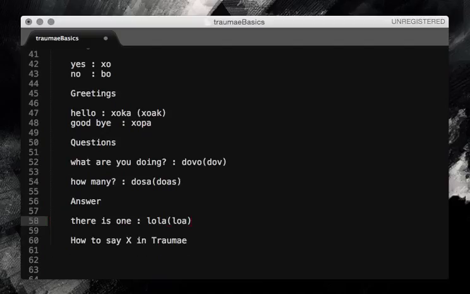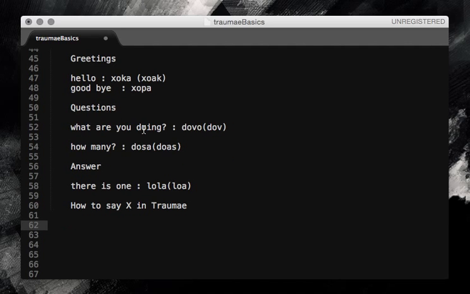Anyways, one last thing, we're going to ask how to say X in Traumae, and that's going to cover a few things about sentences, and that's going to be it. I don't know how long I am into the video, but I'm pretty sure this is a pretty quick overview of the language. So here we go. If we want to say how to say something in Traumae, we're going to change the sentence order a bit. So we're going to say, in Traumae, what is X? This is closer to how Traumae works.